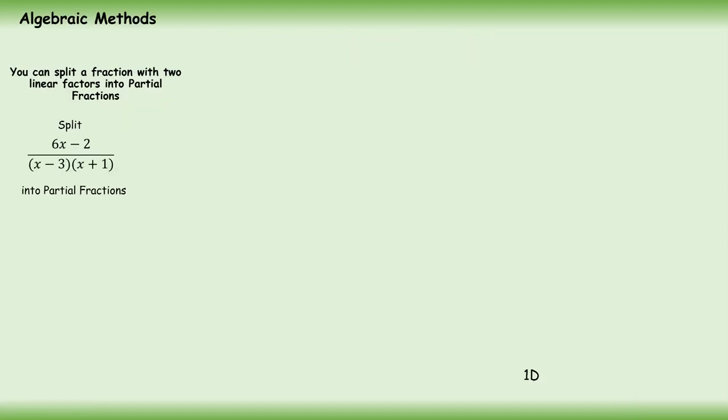Okay, so we've got an example here. It says split (6x minus 2) over (x minus 3)(x plus 1) into partial fractions. So if we write our fraction, 6x minus 2 divided by (x minus 3)(x plus 1), we want to split that into partial fractions. That means we're going to have something over the first factor, A divided by x minus 3, plus B, something over the second factor, x plus 1.